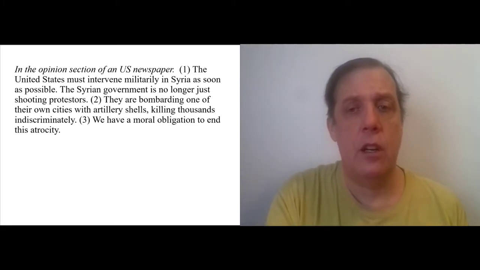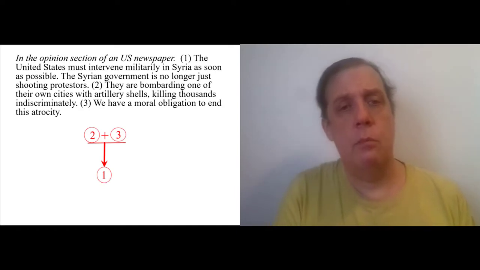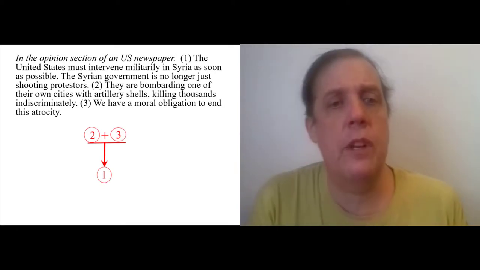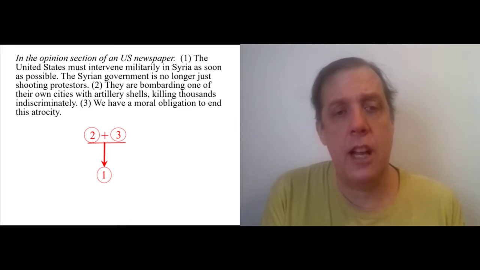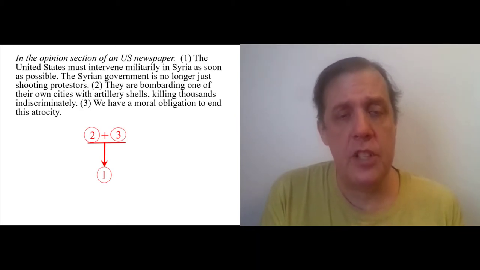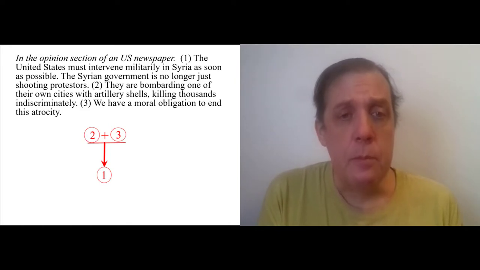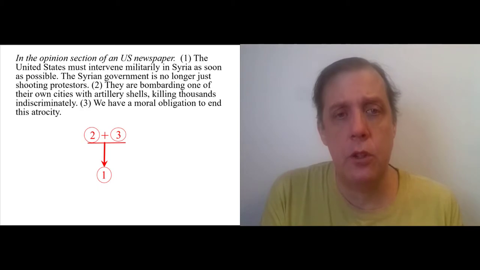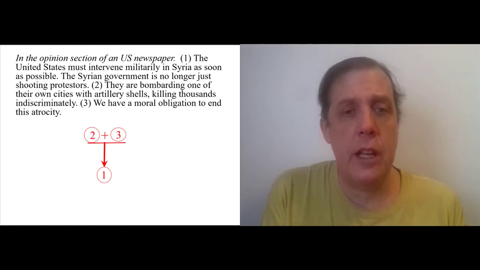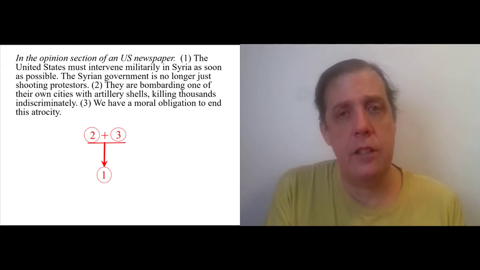So the thing to see here is that the two premises work with each other to reach the conclusion. You've got to have a T diagram here with statements 2 and 3 at the top, and then the arrow going down to statement 1. This is because if you just had statement 2 on its own, a description of what's happening in Syria, you wouldn't be able to get the normative conclusion that we need to intervene militarily. So you also need statement 3, we have a moral obligation to end this atrocity.